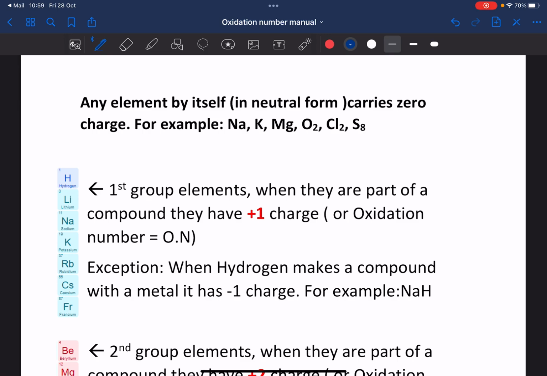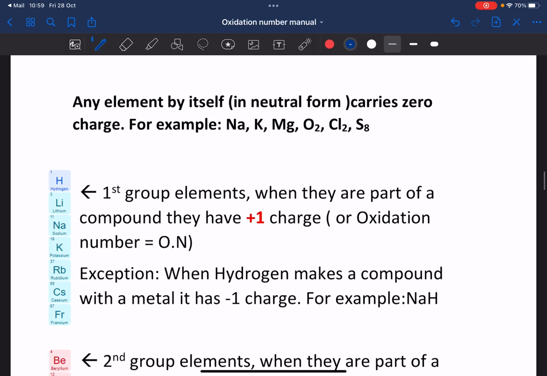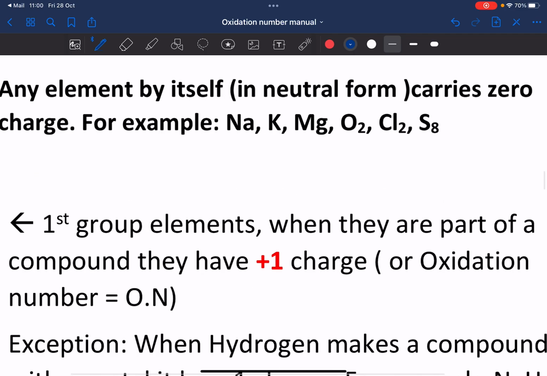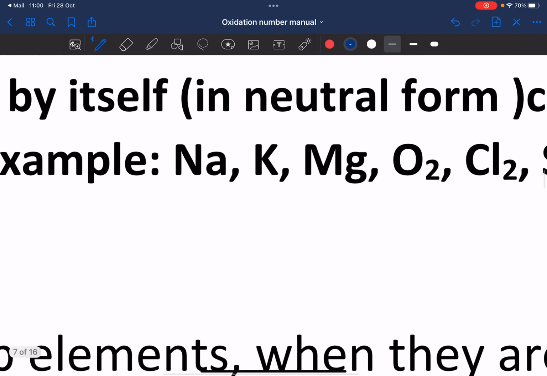Here is Dilgam Shafilov and I'm gonna explain to you guys the oxidation number manual that I have uploaded on the blackboard. So we're gonna start with the first one over here. It says any element by itself in neutral form carries zero charge. For example, sodium, potassium, magnesium, oxygen, chlorine, and sulfur. As you guys can see here, sodium doesn't have any charge on the top right corner. So this guy by itself is always zero.